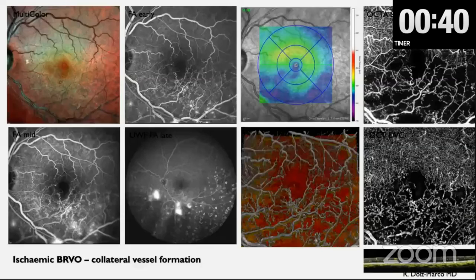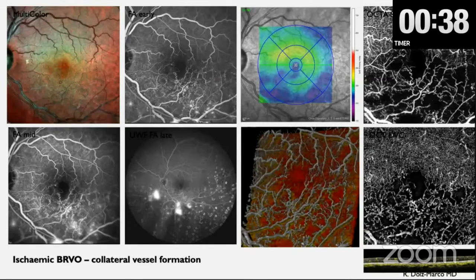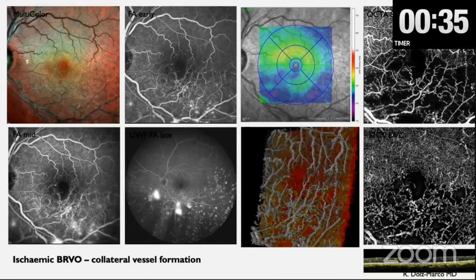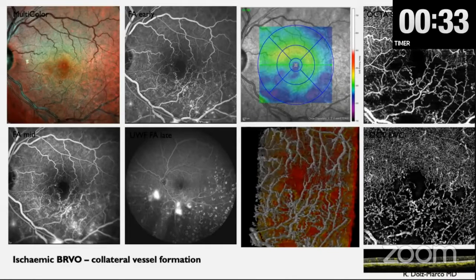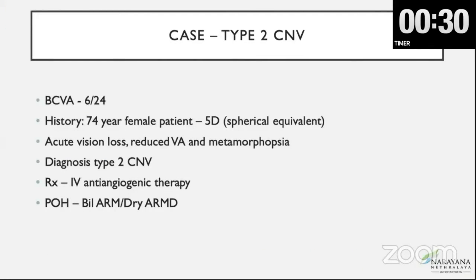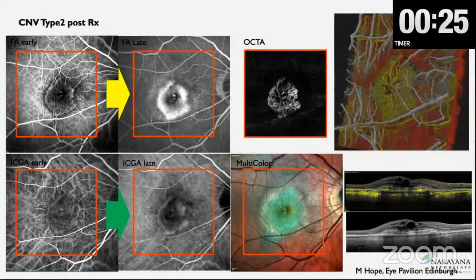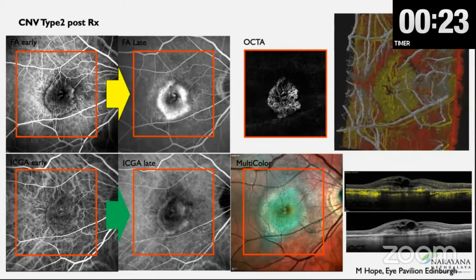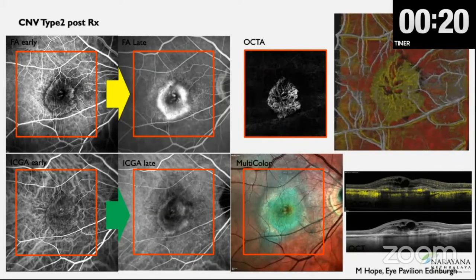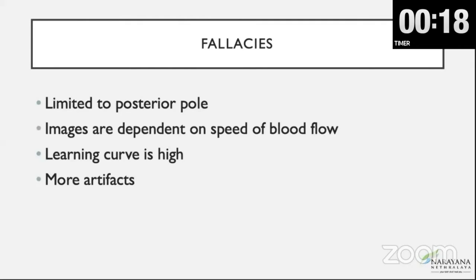This is quickly one patient with BRVO on the Spectralis OCTA. It's beautiful where you can see the 3D imaging and the non-perfusion areas as well. This is another patient with a type 2 CNV where we have used FA, ICGA and multicolor OCTA, where the 3D image actually shows us the depth of the lesion very, very well. So this is limited to the posterior pole as of now. It is also dependent on the speed of the blood flow. Learning curve is very high in this, and also, manual segmentation is needed. And as we all know, OCTA is fraught with artifacts, which we have to find ways to overcome.